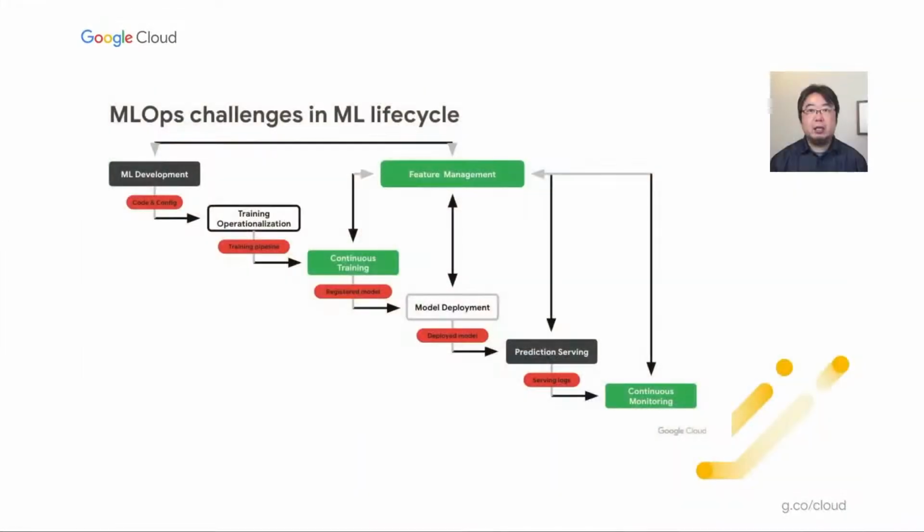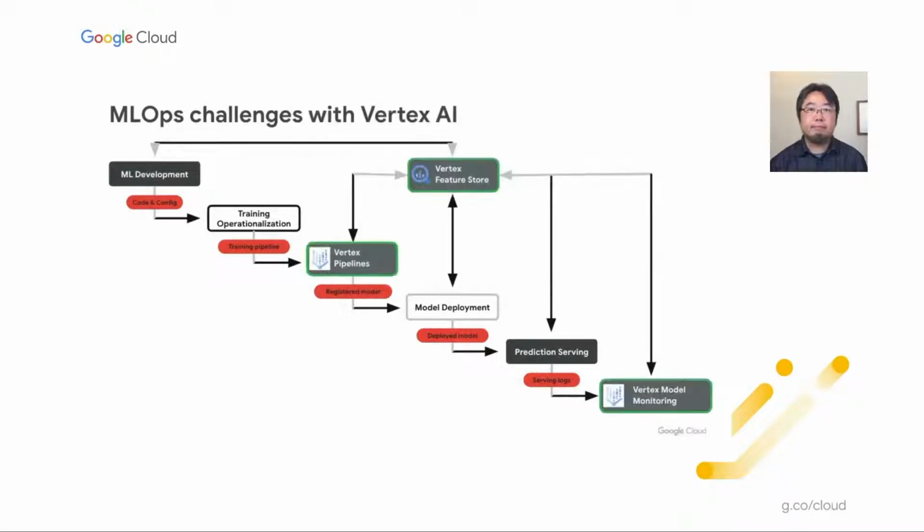Vertex AI is designed to solve these problems with different components and services. And today I'd like to look at three different problems: continuous training, feature management, and continuous monitoring. And for each problem, we announced a new product called Vertex Pipeline, Vertex Feature Store, and Vertex Model Monitoring.